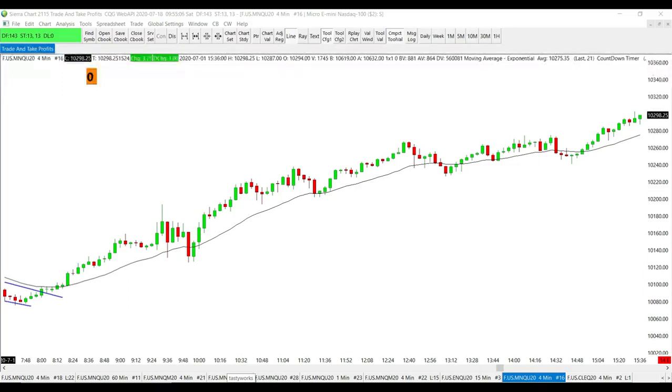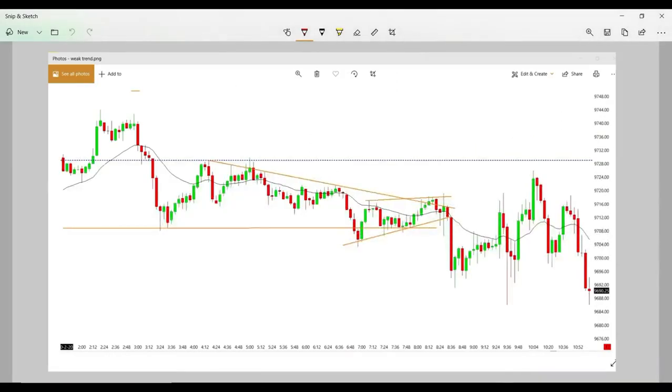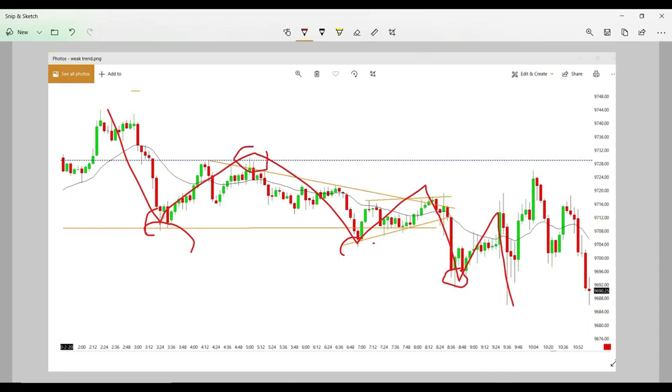Now I want to show you guys weak trends. This trend right here, if you look at it, we are trending down. We're making lower lows and lower highs. Notice lower lows, lower lows, lower highs. That's the definition of a trend. But I want to show you guys how weak this trend is. This trend is very weak. Look how it's going down, and we're having deep pullbacks, right?